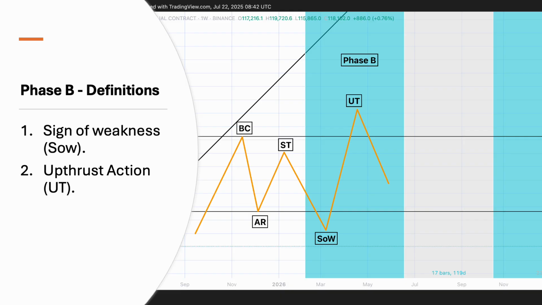Sign of weakness, SOW. In Phase B of the Wyckoff distribution schematic, the sign of weakness is characterized by heightened volatility and increased volume, signaling that supply is overpowering demand. Leading into the sign of weakness, the market often tests or breaches the horizontal support level established by the automatic reaction, which aligns with Elliott wave A in a corrective pattern. From a trader's perspective, this breach can resemble the onset of the markdown phase, creating a bear trap that misleads some into anticipating a sustained bear market.